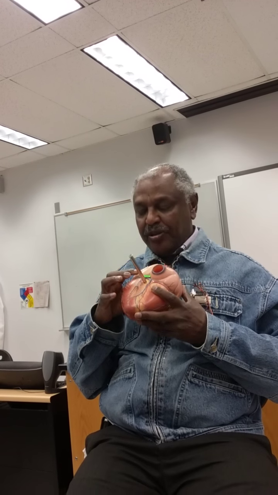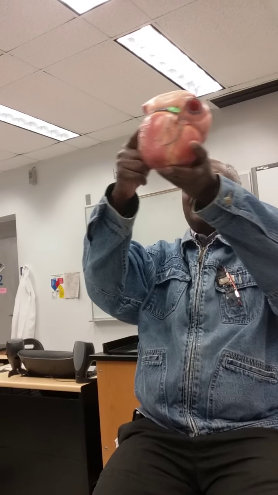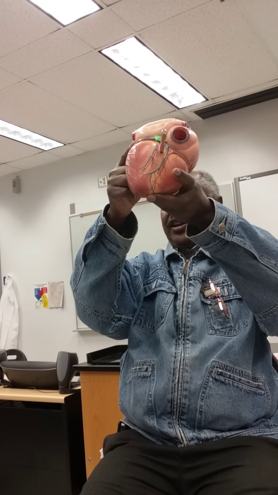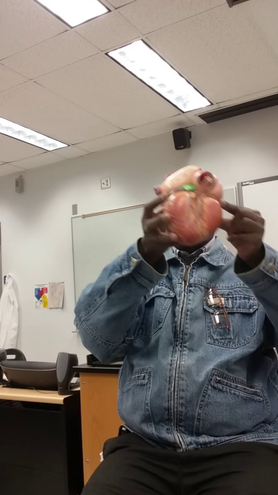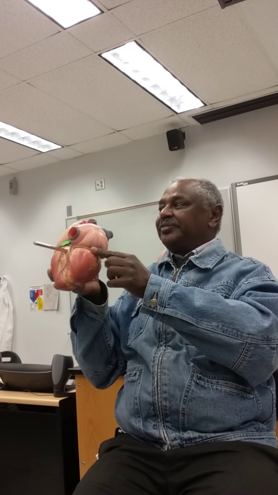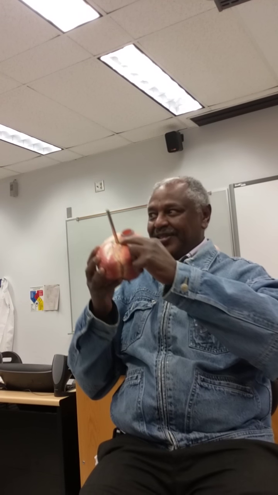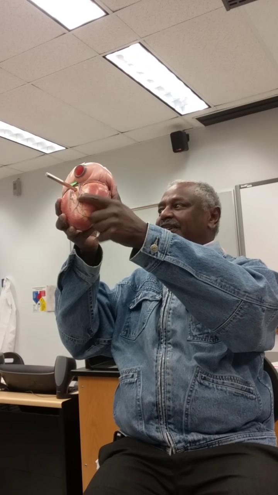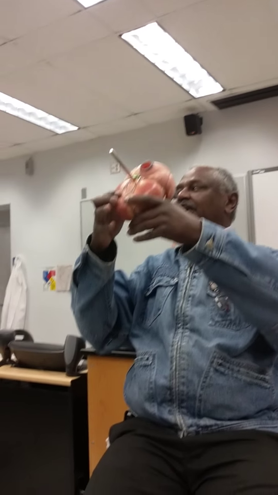From the coronary sinus, that is your marker now. From the coronary sinus, you go this way, okay? That is the great cardiac vein. You go the other way, that is the small cardiac vein. Okay? Very simple. You go down here. That is the middle cardiac vein. You go down here. That is the posterior cardiac vein.